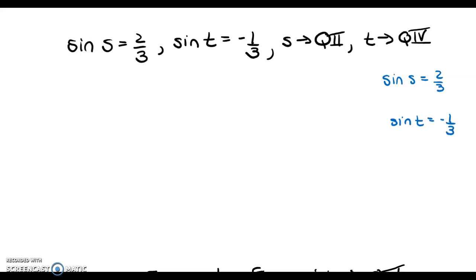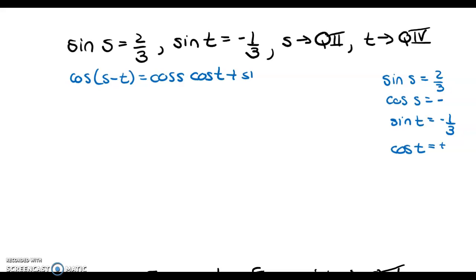We're told that s is in quadrant 2, so when we find our cosine, quadrant 2 cosine is negative, so I'm going to just put that here. And when we find cosine of t, we're told that t is in quadrant 4, so my cosine should be positive. So I'm just putting those there just as a reminder. And I know when we find the cosine of s minus or plus t, I need the cosine of s, cosine of t, the sine of s, and the sine of t.